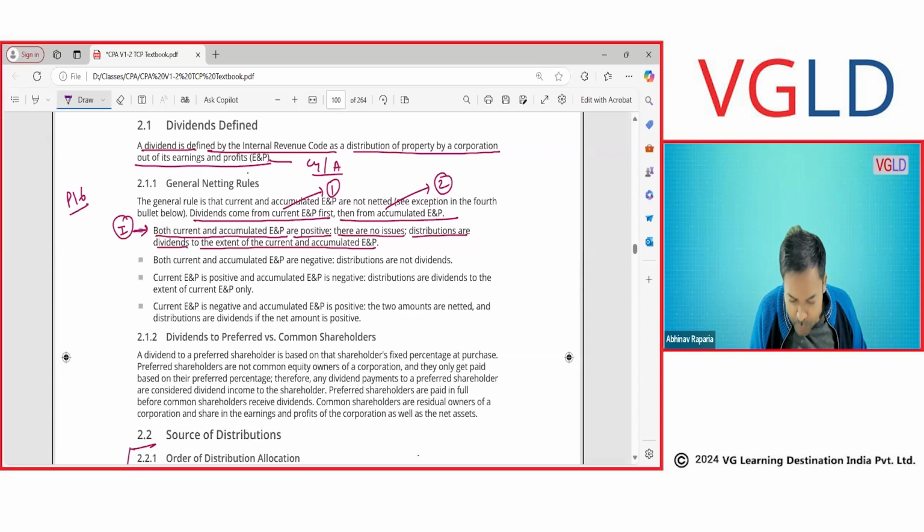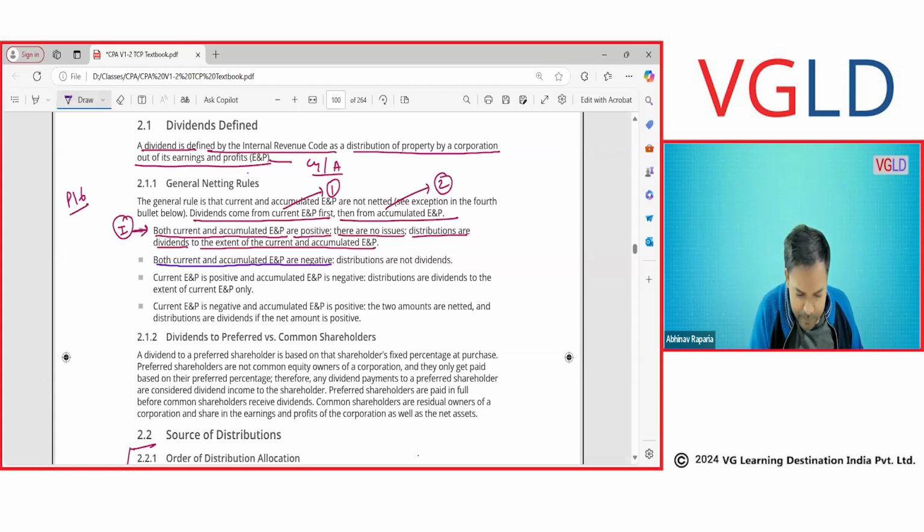Both current and the accumulated are negative. Possible? Yes. In that case, will you have a dividend? We have discussed this. No. Distributions are not dividend. When 1 and 2 are negative, I can't have this. Guys, is this okay?